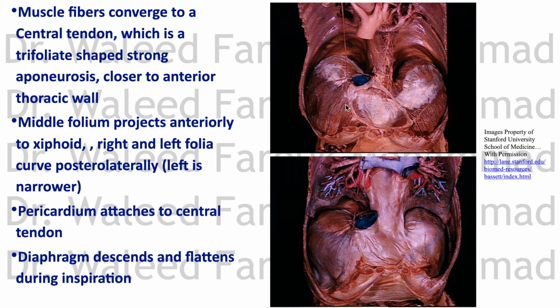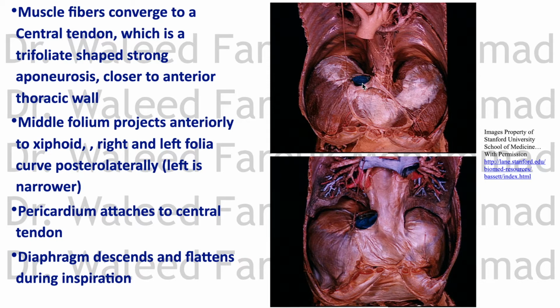The muscle fibers come from different directions and insert in a central tendon. It has three leaflets, anterior and two posterior. The two posterior extend posterolaterally, and the left leaflet is usually slightly thinner than the right leaflet. See, all this is the right leaflet with the inferior vena cava passing through it.